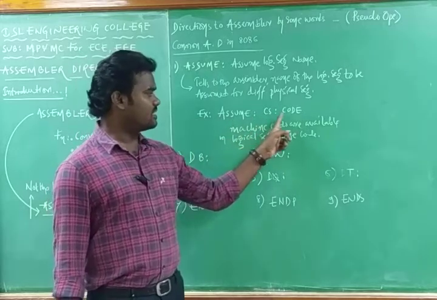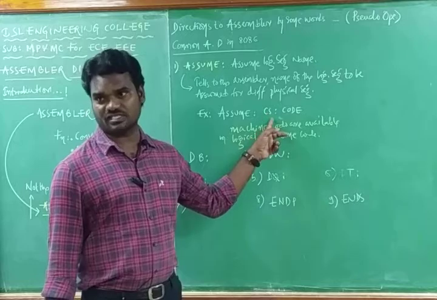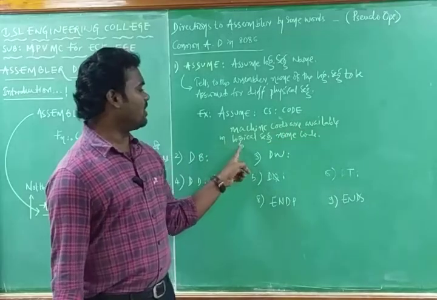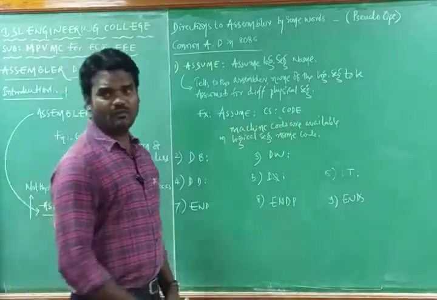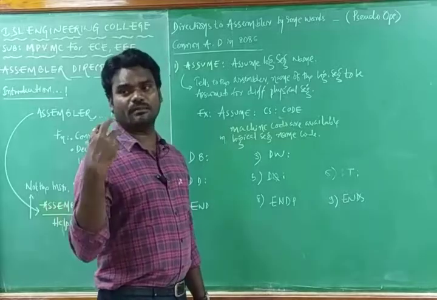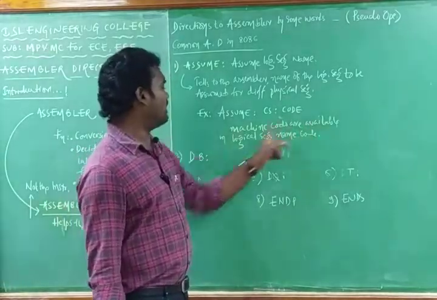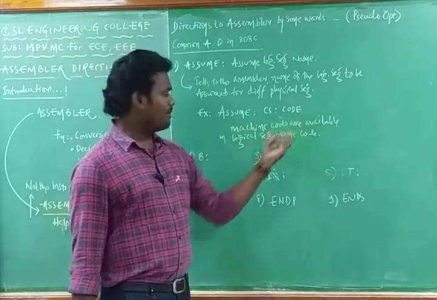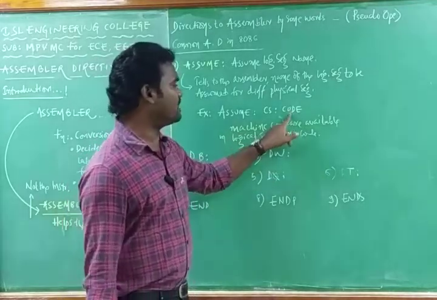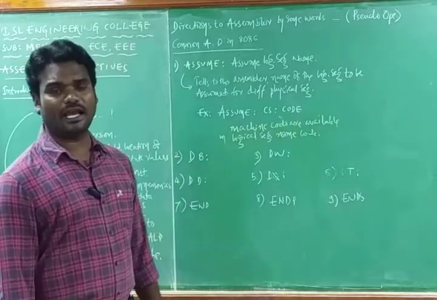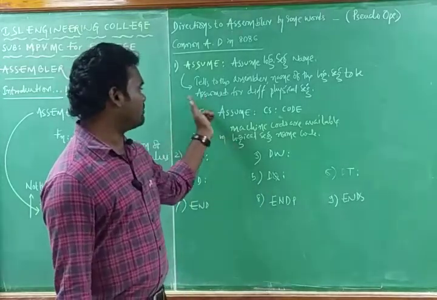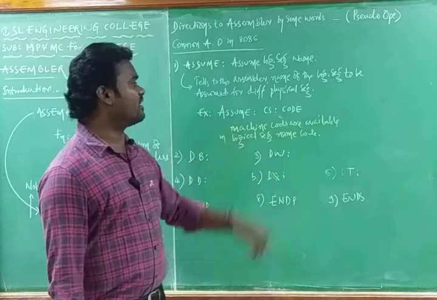ASSUME CS:CODE. CS stands for code segment, which is a physical segment, and CODE is the logical segment name in which the machine codes are available. Whatever data is in the code segment is converted into machine form, and those machine codes are available in the logical segment named CODE. So here assume means we need to assume the name of the logical segment for the different physical segments.